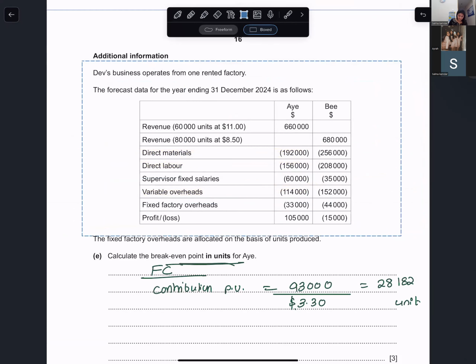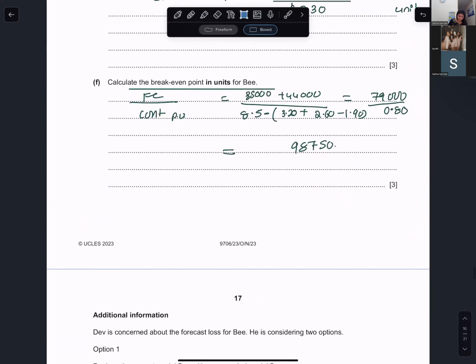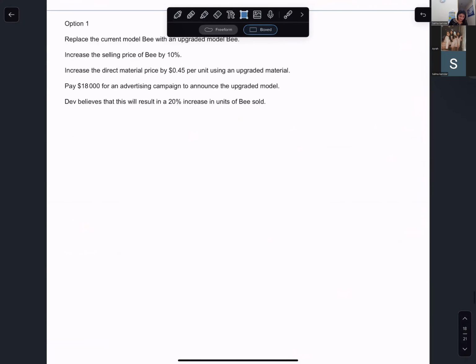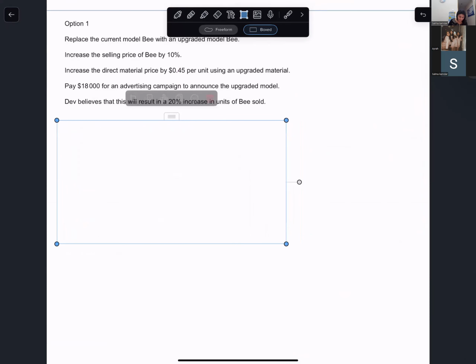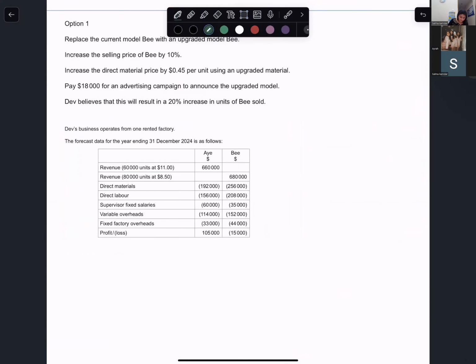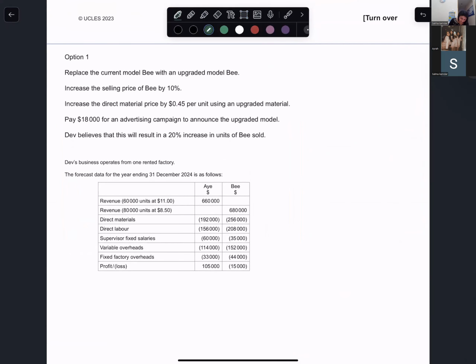Just a minute. If he is increasing the selling price by 10%, what will the new selling price be? 8.5 into 110%, right? So it will be 9.35 new selling price.